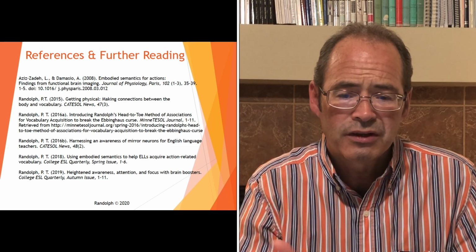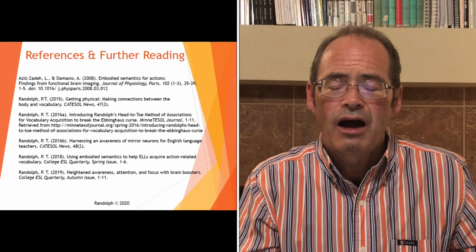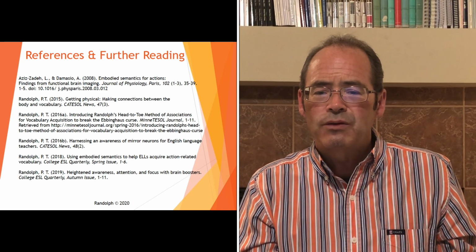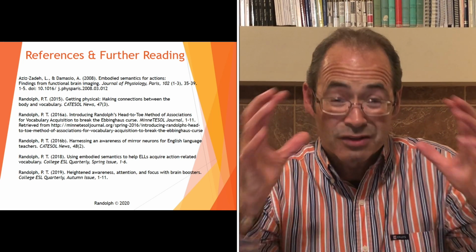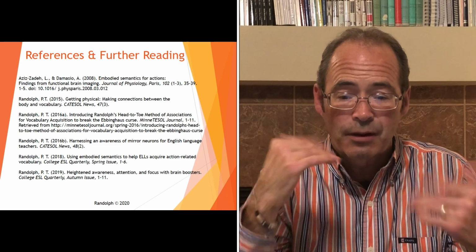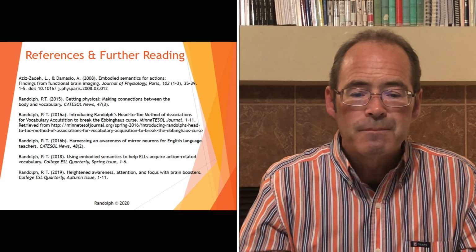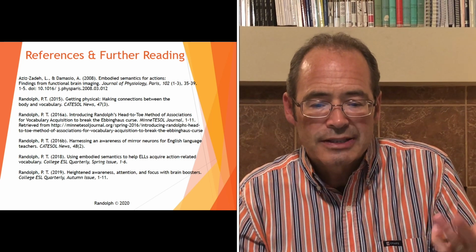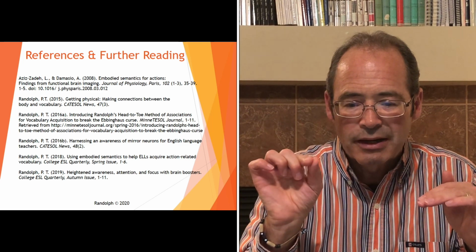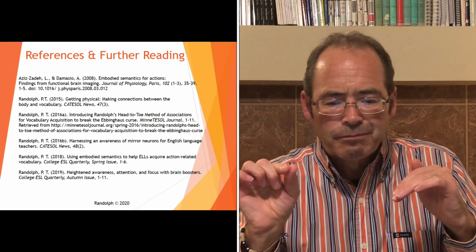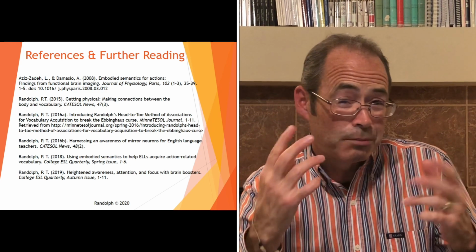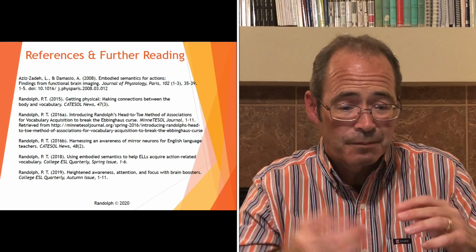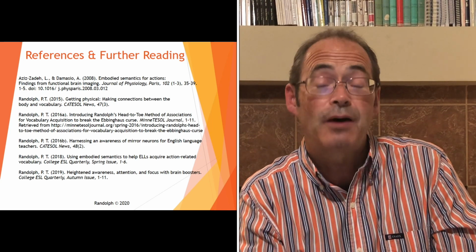And that's a relatively short article, so that one's only like, I believe, 6 or 7 pages, but there's a lot in there, and it shows you kind of step by step how we do the head to toe method. And then the next 2, there's one that I wrote on mirror neurons, and another one that's real detailed about embodied semantics. And then one about brain boosters, how you can use exercise in the classroom. And that is about it.